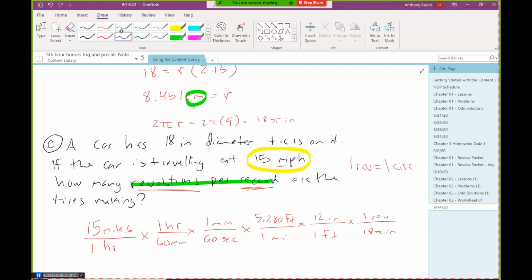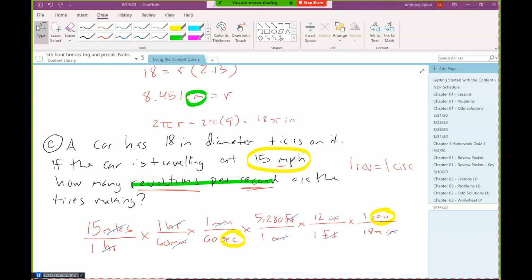Okay, so now let's see what happens. So let's cancel some units here. And we see that the units I'm left with are revolutions over seconds. And now I can just type this gobbledygook into my calculator to spit out my answer.